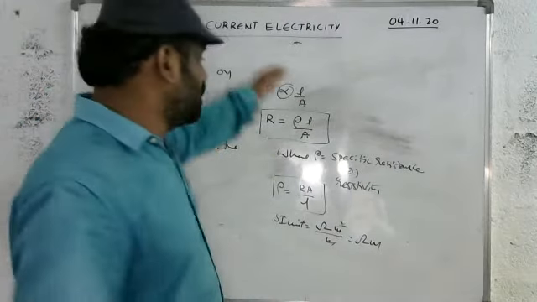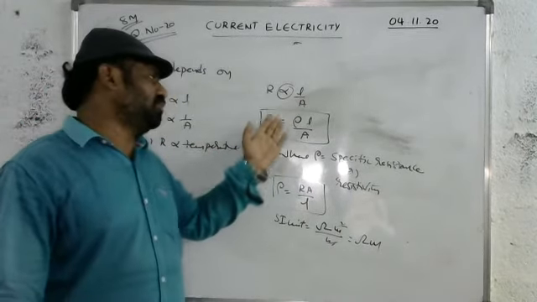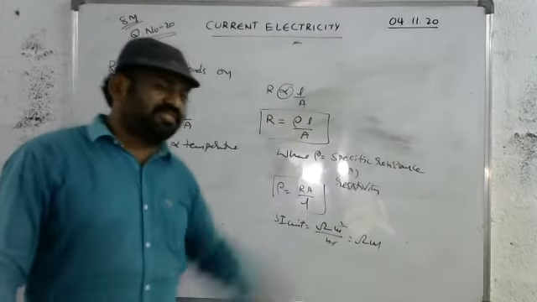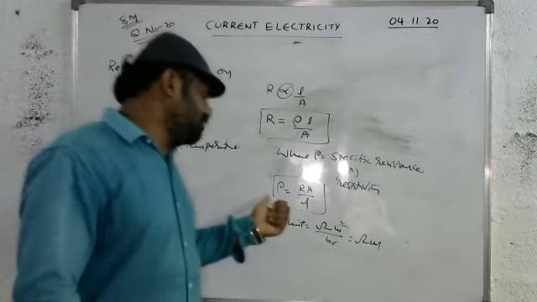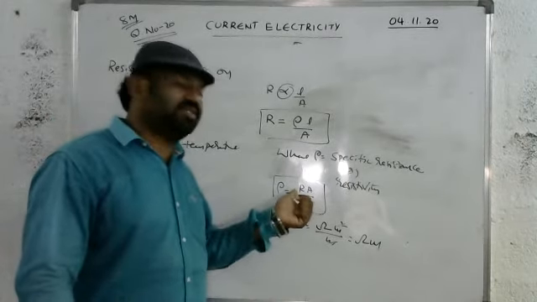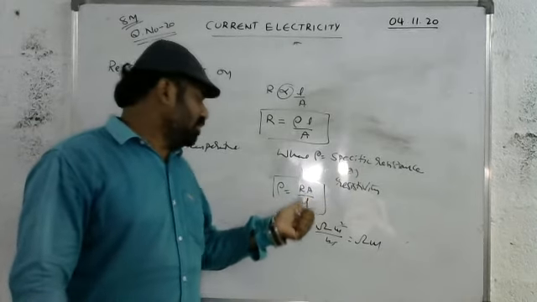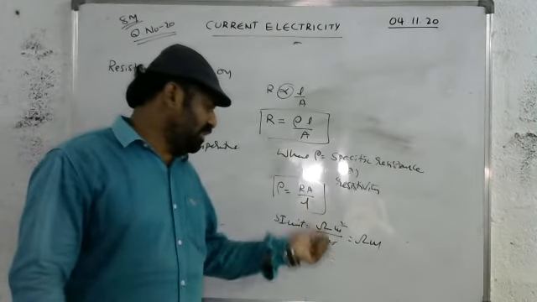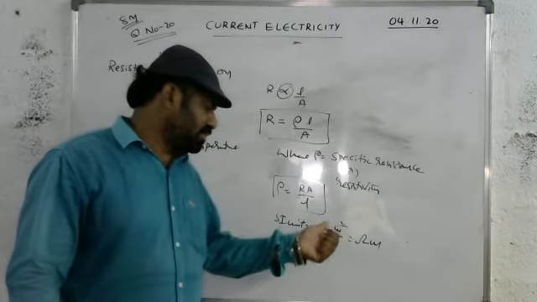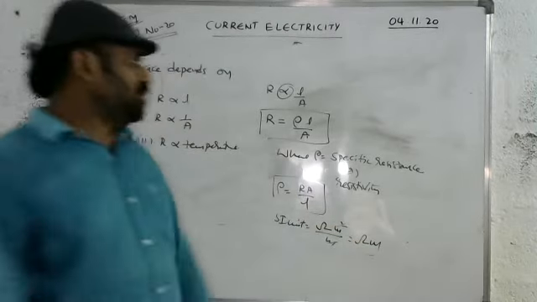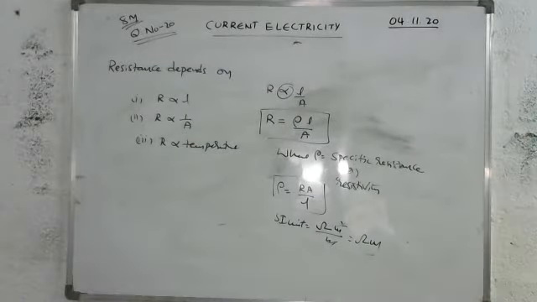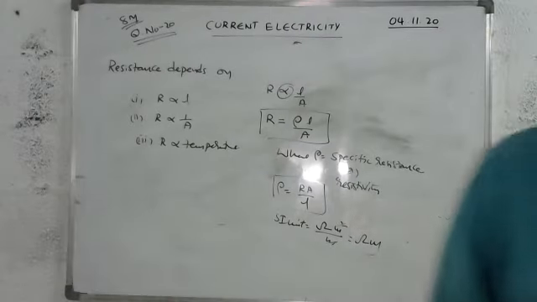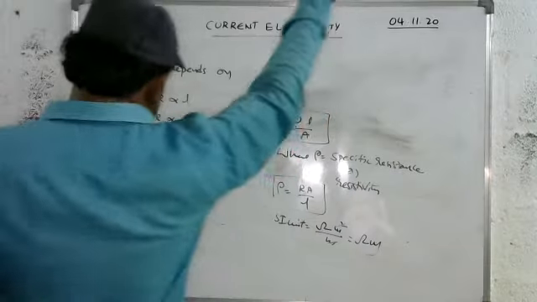From this we can write R is directly proportional to L by A. To remove this proportionality, we keep an equals sign with some constant, let it be rho. R is equal to rho L by A, where rho is the specific resistance or resistivity. The expression for rho is RA by L. Resistance is measured in ohm, area in meter square, and length in meter. Meter gets cancelled and we have only ohm meter. So the SI unit of resistivity is ohm meter, but the SI unit for the resistance is only ohm.